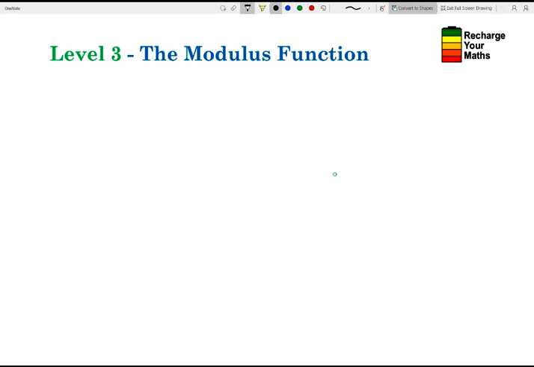Welcome to the Level 3 video on the modulus function. Today we're going to be following on from the Level 2 video and solving some more challenging modulus function questions. So let's jump straight in and do an example.